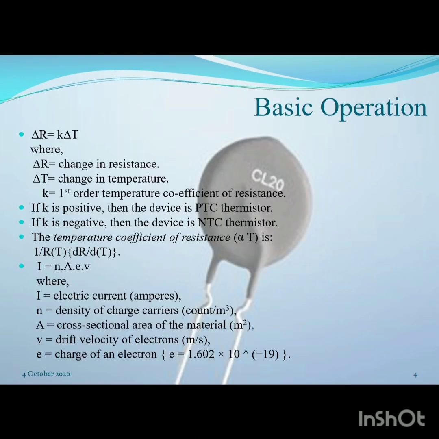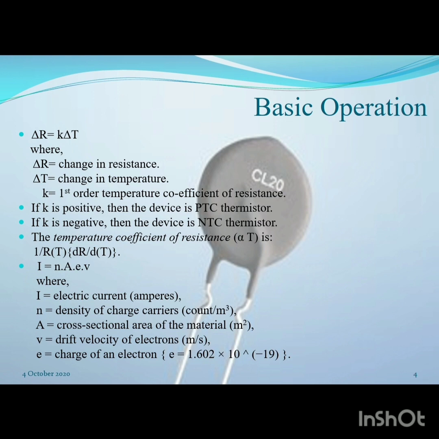Now we are coming to the basic operation. The basic operation here is delta R equals K into delta T, where delta R stands for change in resistance and delta T for change in temperature. So delta R is totally dependent on delta T, as I told you in the beginning when we were talking about NTC and PTC: when there is a change in temperature, there is a change in resistance. So the basic operation works this way, that is, delta R, the change in resistance, is totally dependent on the change in temperature.